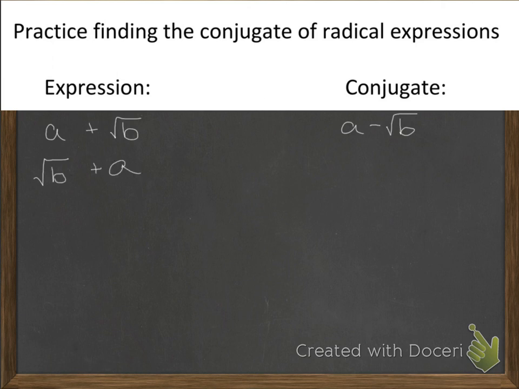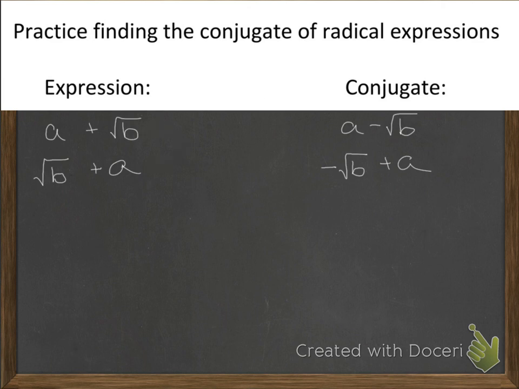Well, remember, the idea is that the radical term, the square root of b, has to change the sign. The integer term has to stay the same. So this becomes the square root of b plus a. Take a minute and notice that these are equivalent expressions, aren't they? You have a positive a and a positive a. Those are the same. You have a negative square root of b and a negative square root of b. Those are the same. They're just in a different order.